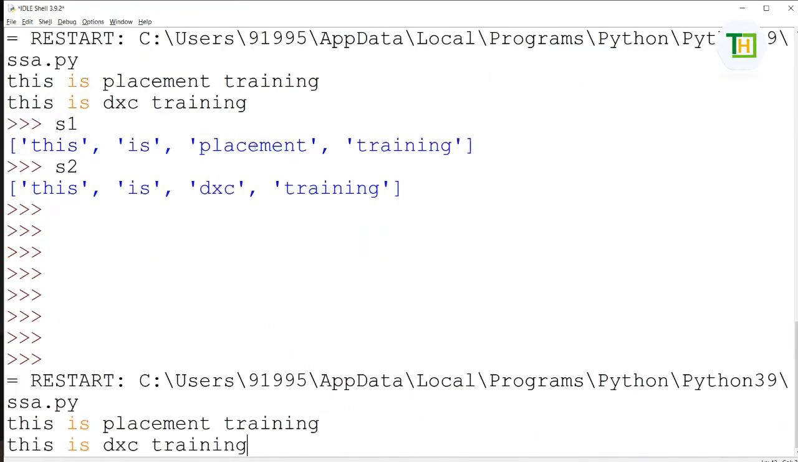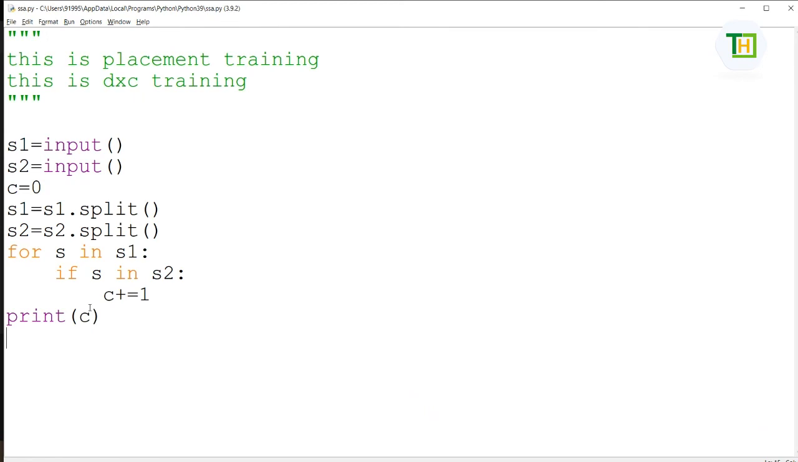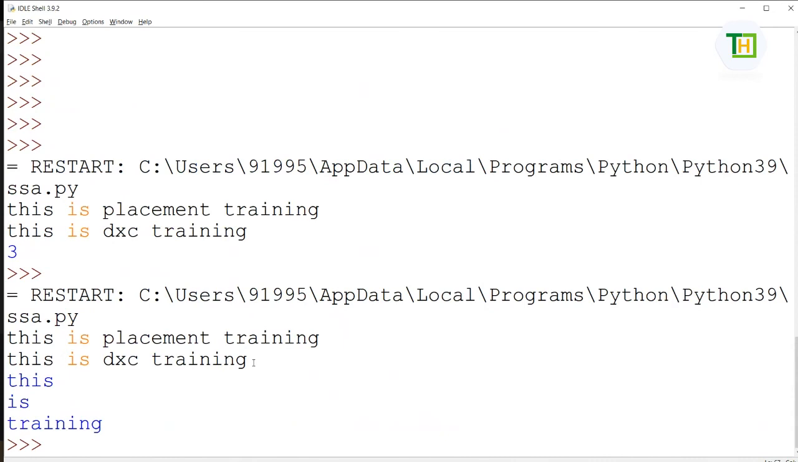If this is the input, just observe here how many words are there. This is training. There are 3 words. It is going to be common here. What are the common words? Just simply print. I'm going to print here. Print of yes. That's it. If I execute it, the common words are this is training here.